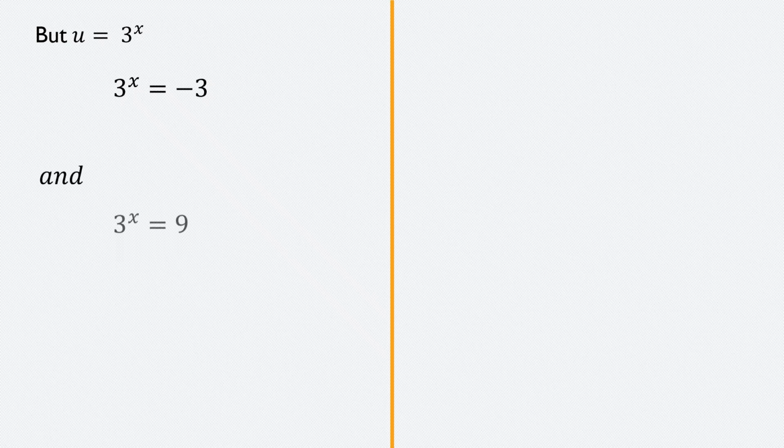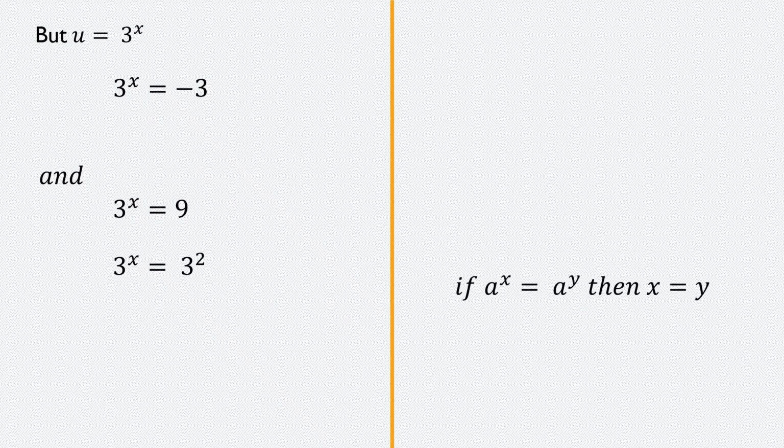And the other one is 3 to the power x equals 9, and we know 9 is the same as 3 squared, so 3 to the power x equals 3 squared. And we know if the bases are the same, you can equate the powers. If a^x equals a^y, then x equals y. So we have x equals 2, right? So the solution is x equals 2.